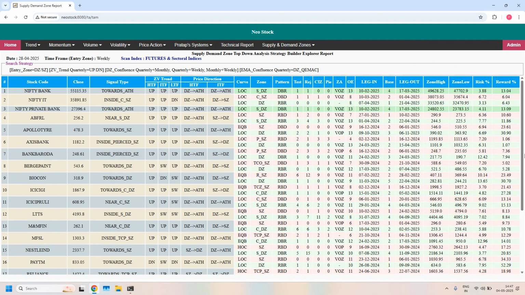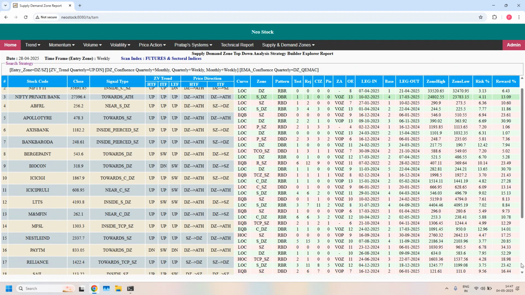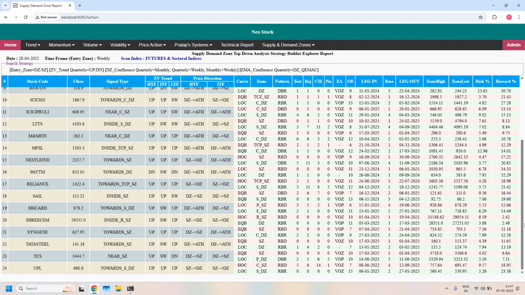First 16 stocks in the list. Scrolling the list down. So total 24 stocks are filtered. BANKNIFTY is also in the quarterly demand zone, having zone confluence with weekly and together with monthly. And also quarterly demand zone having quarterly EMA confluence.